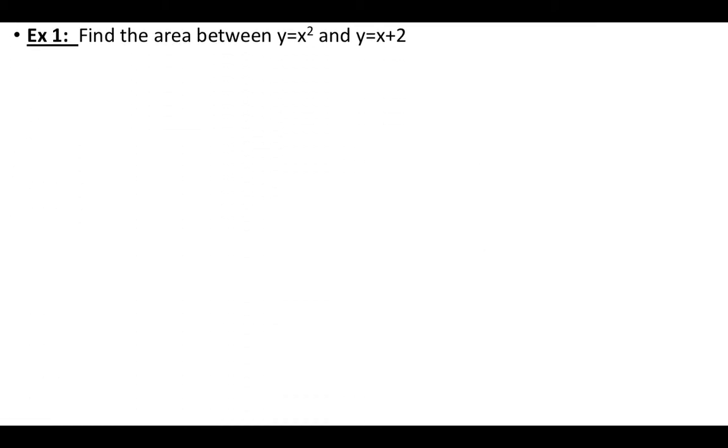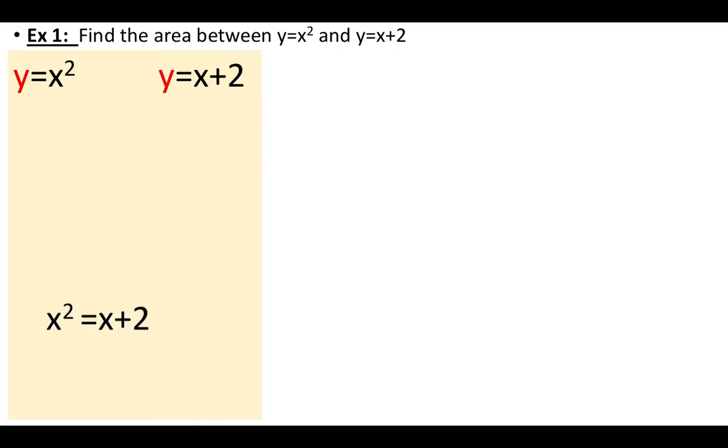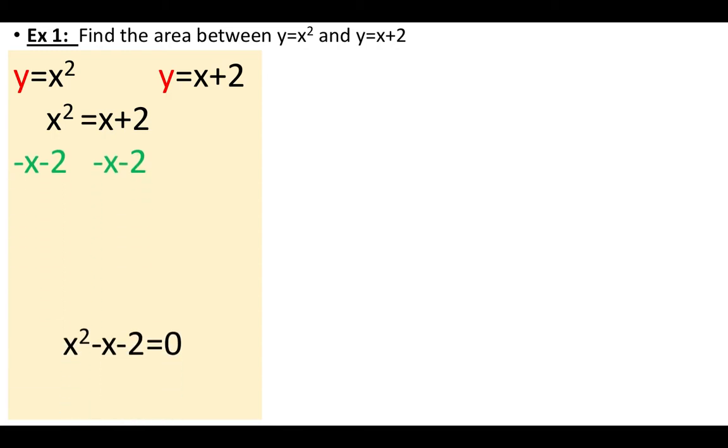Okay, let's jump into some examples for further practice, so we can get this process in. So find the area between these two functions. Step 1, let's find where these two functions intersect. I color coded my y's and set them equal to each other. The next step is to move all the variables and numbers to the left hand side. So I subtracted x and subtracted 2, all to the left side.